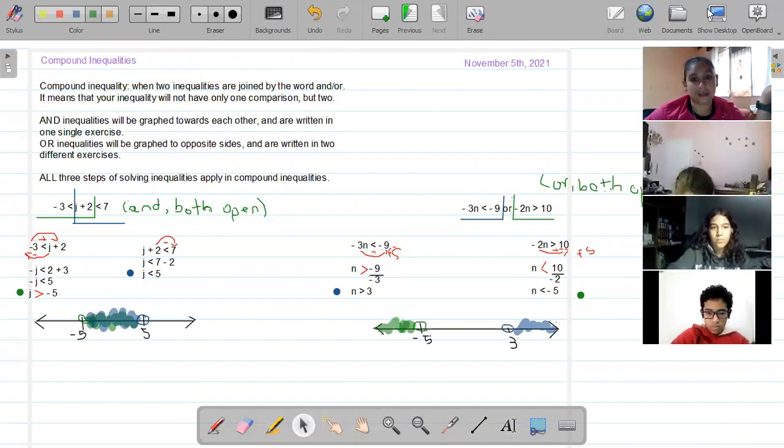See, it was easy peasy breezy lemon squeezy, and it was just like the previous topic, but in a double exercise, or double inequality per exercise. So next week, we're having our classwork about this topic, and that is it that we're going to see for today.